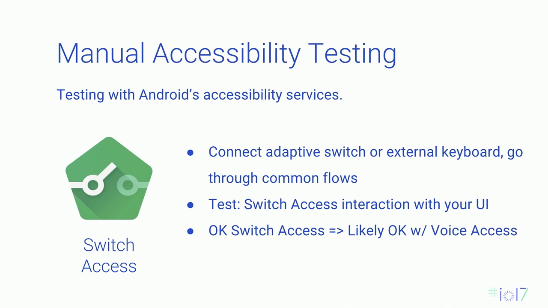Now, if it works well with Switch Access, it will also likely work well with Voice Access, because what you are doing at that point is testing your app input. With Switch Access and TalkBack, you are testing both your app output and input. Testing with Switch Access and TalkBack is the best way for you to understand the experience that you are providing for users with different needs.